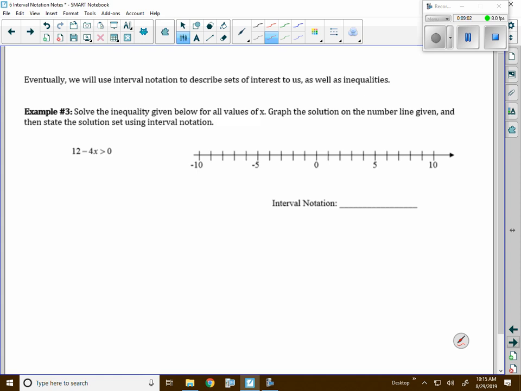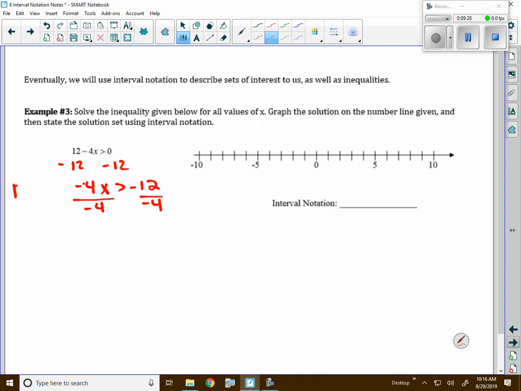Okay, so now we're going to look at example 3 here. Okay, and we've talked about solving inequalities before. And before we even graph this, we have to know what x is. We have to have x on one side. So our first step is going to be to subtract 12. Then we'll divide by negative 4.